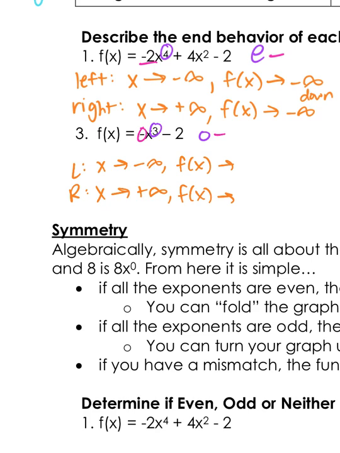Now remember, the plus or the minus at the end tells me which way the right is moving. So the right is going to be moving down towards negative infinity. Since it's odd, they are opposite. So the left will be going to positive infinity. You could also just write infinity. You don't have to write the positive sign.